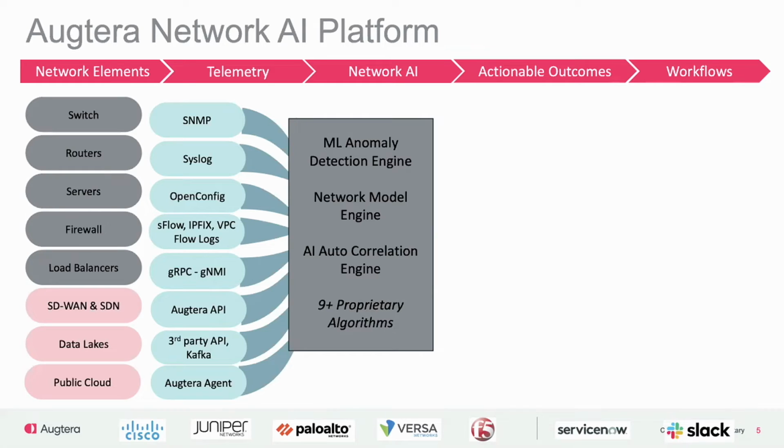What is not listed on the slide is TWAMP, which is another example of loss and latency data. We have off-the-shelf integration with TWAMP as well. All this comes into our network AI engine.